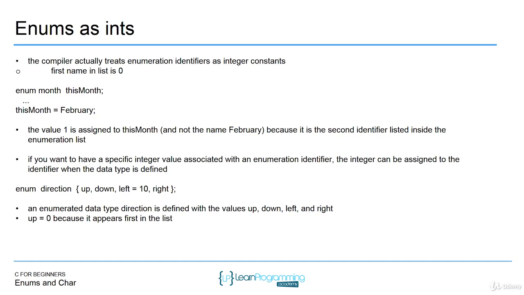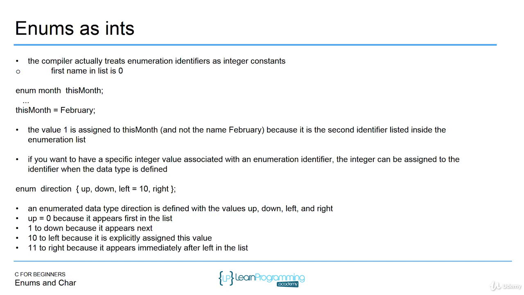Up is going to be equal to 0 because it's the first element in the list definition. Down is going to be equal to 1 because it's the second element. Again, it starts at 0. Left is going to be equal to 10. It's not going to be equal to 2 because we explicitly assigned it to equal 10. So left is going to be 10 because that's what we put in our definition. And then right is going to be equal to 11 because it's the next one after it. If we had another value in there, it would be 12.